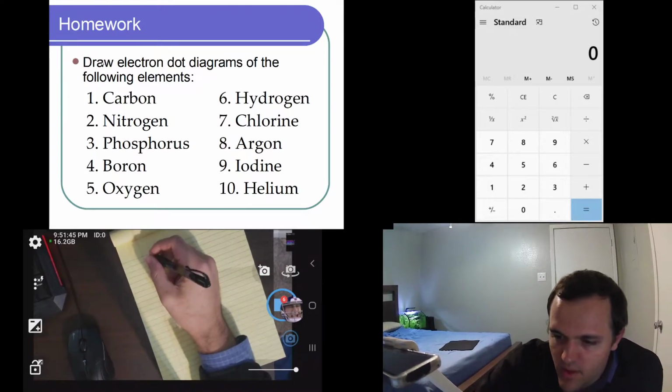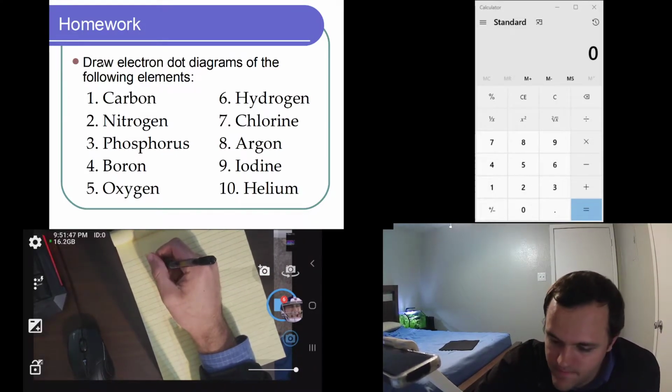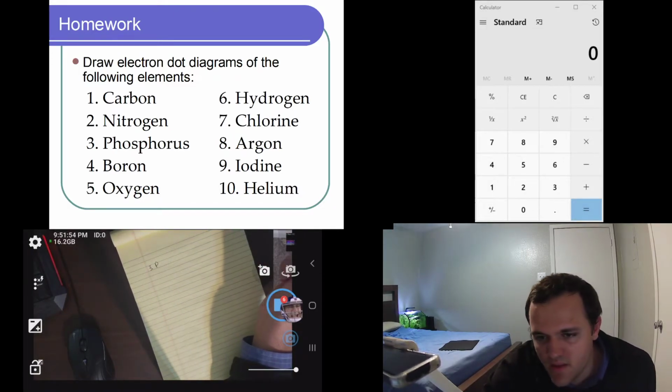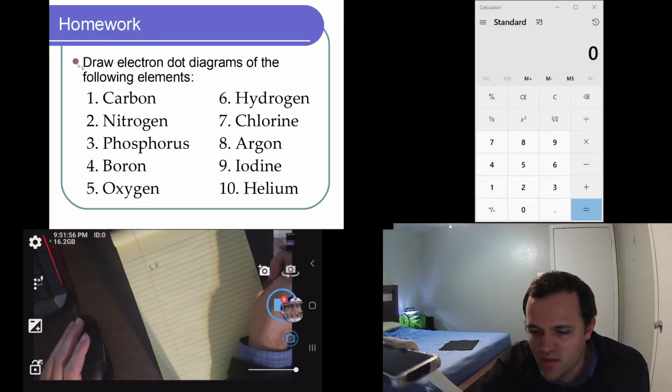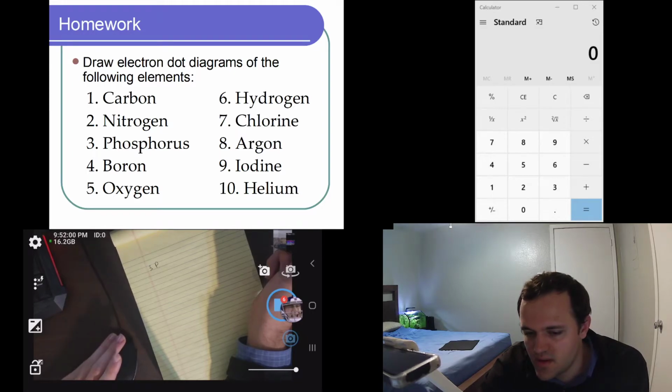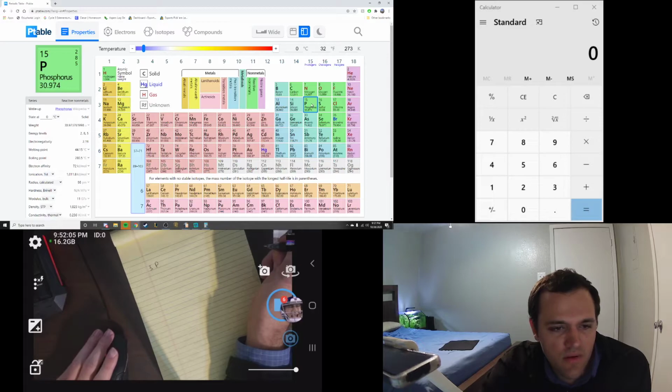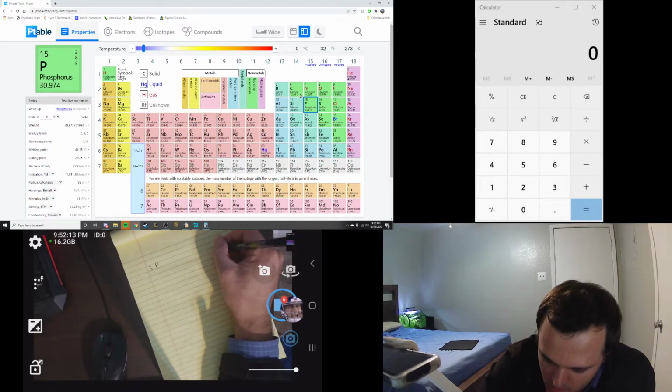We'll look at phosphorus, which is number 3. Your first step in any of these is going to be figuring out how many valence electrons it has. So if we look at a periodic table, we can find phosphorus here. It's P, and we know that it has 15 total electrons. So if we wanted to, we could draw out the Bohr model, and let's do that for an example.